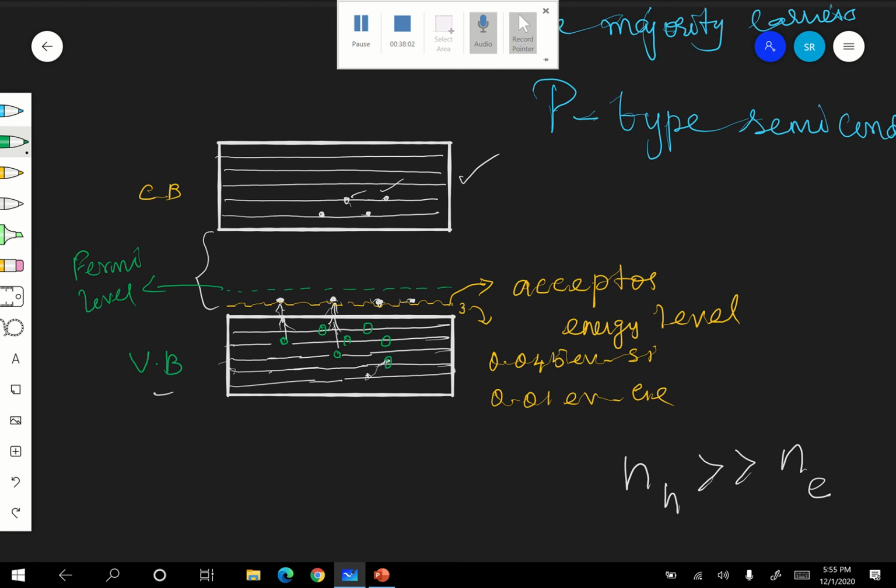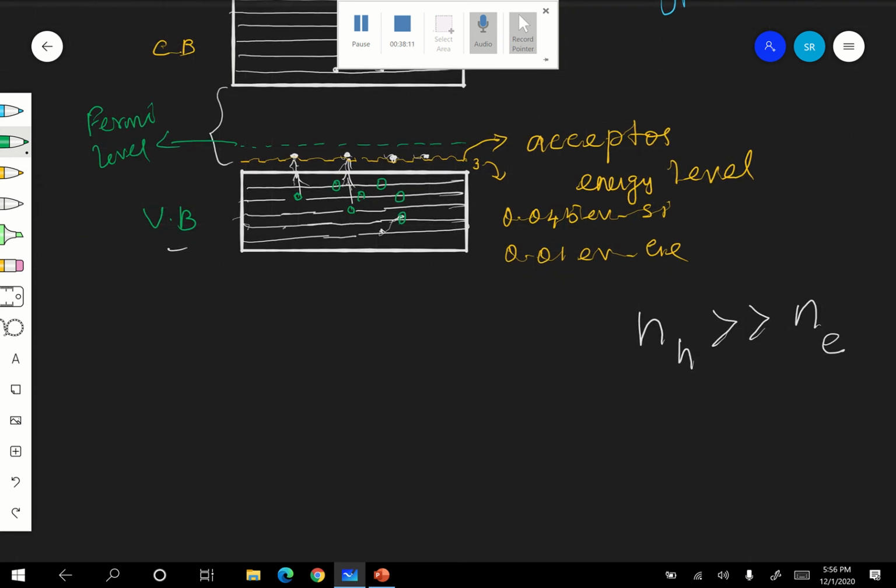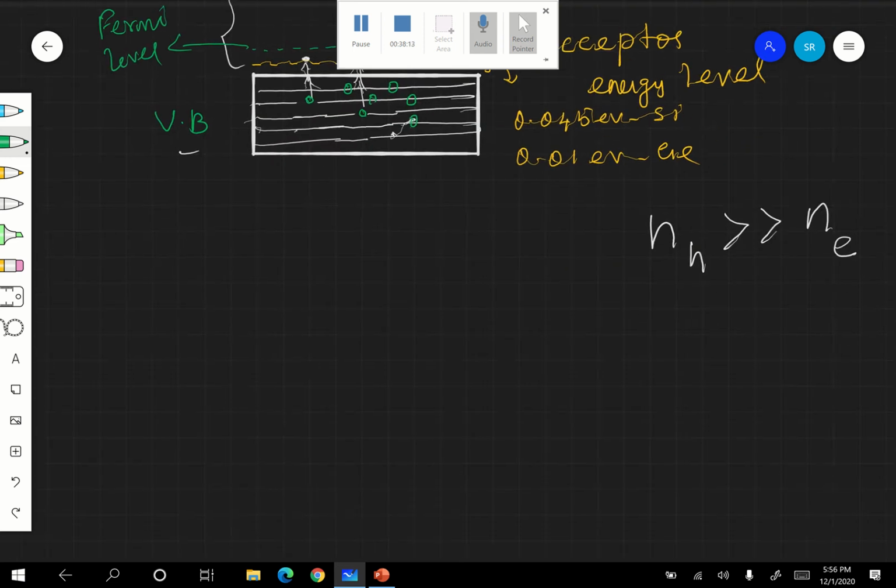Okay, now let us go for the difference between both the kinds, that is the intrinsic and the extrinsic semiconductor. The case of intrinsic semiconductor and extrinsic semiconductor. Okay, what are all the differences?